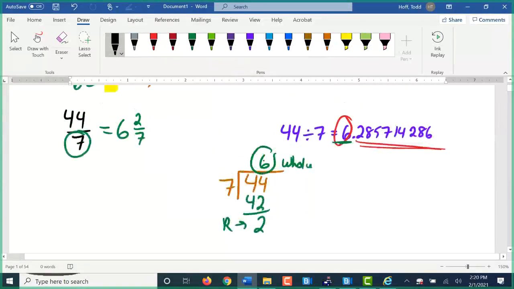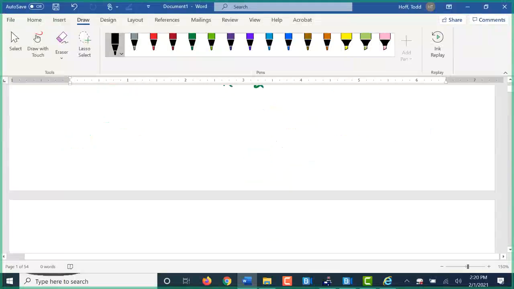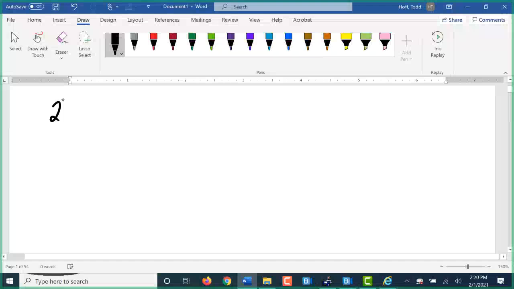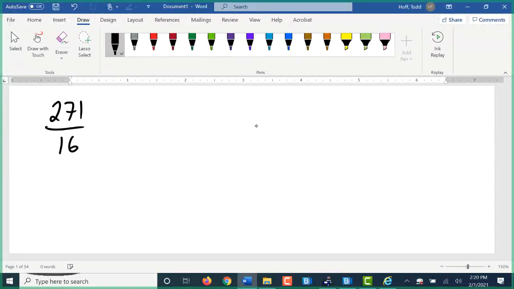Now, we could probably have done that in our head, or many of us would have done that in our head. So what happens if it's bigger numbers? Well, it's still that division and remainder. I have 271 sixteenths. I'll break that down into a mixed number.